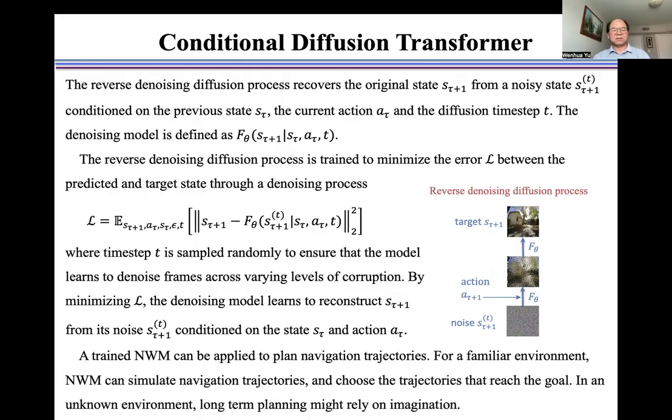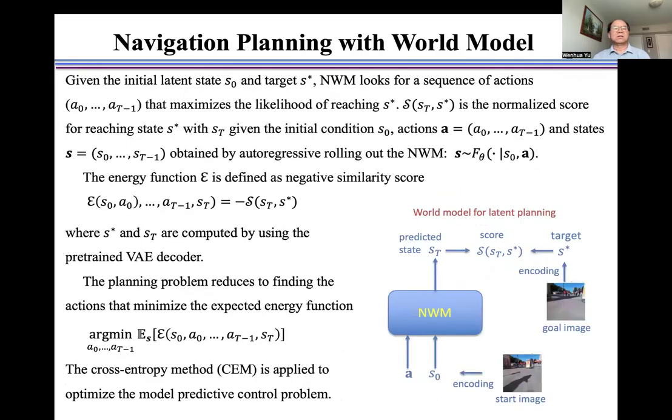A trained navigation world model can be applied to plan navigation trajectories. In a familiar environment, navigation world model can simulate navigation trajectories and choose the trajectories that reach the goal. In an unknown environment, long-term planning might rely on imagination. Given the initial latent state s0 and target s star, navigation world model looks for a sequence of actions from a0 to aT-1 that maximizes the likelihood of reaching the target state.